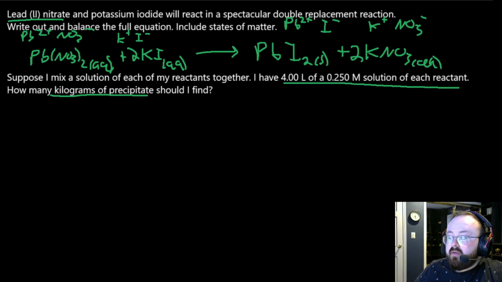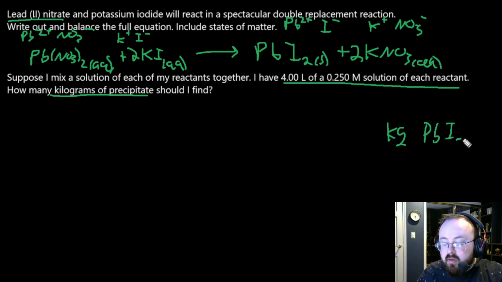Let's start by writing out how much I have of each of my two reactants, because we're trying to find kilograms of precipitate. So our final goal here, let's start with our path, should be kilograms of PbI2. Even though I'm starting with the same amount of each reactant, I'm still going to get different amounts of my products because we have a different stoichiometric ratio here, okay?